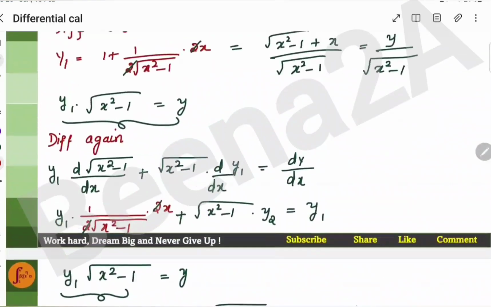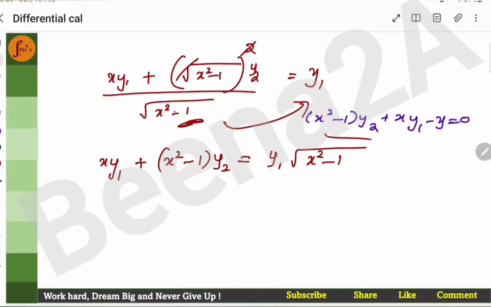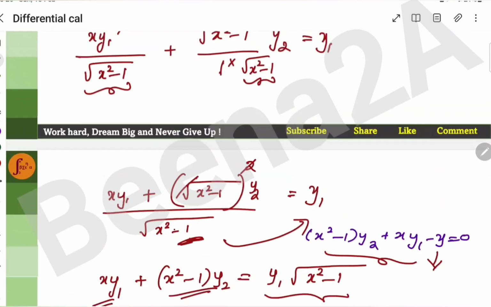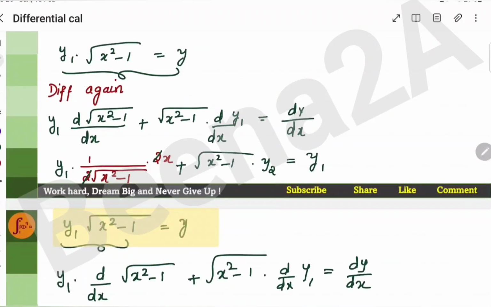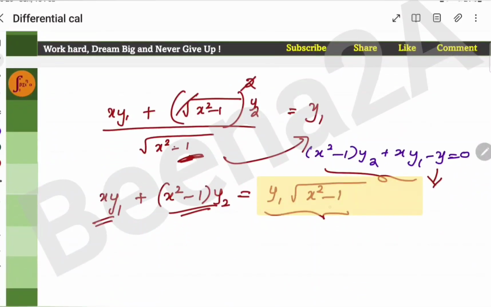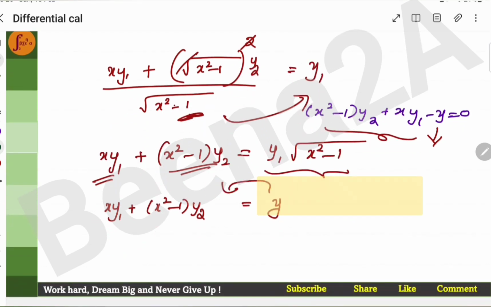Now let's see what our original expression is. We have got x square minus 1 by 2, we have got xy1. This expression we need to get. Now let's see if there's anything that we can substitute for y. What is y here? Y is this first order derivative. We can substitute y1 into root of x square minus 1 as y. So we'll substitute, and now shift this here. So you'll get xy1 plus x square minus 1 y2 minus y is equal to 0. So we got the expression.